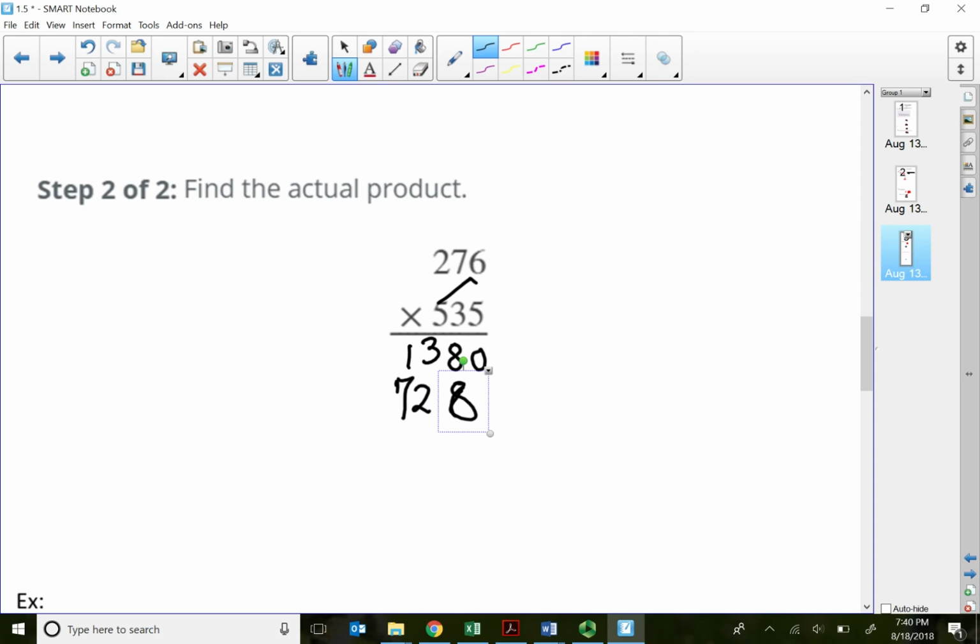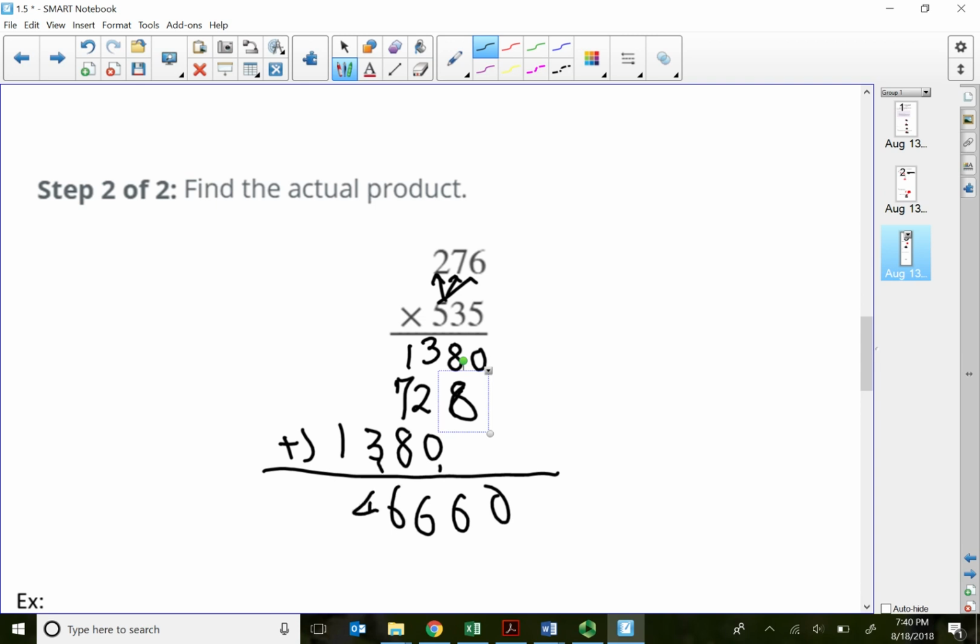5 times 6, 7, and 2. So 5 times 6 is 30. That will be on the hundreds place. Carry 3. 5 times 7 is 35 plus 3, 38. Carry 3 again. 5 times 2 is 10 plus 3 is 13. So we have to scoot over to the left here. If I add them up, 0, 8 plus 8 is 16, carry 1. 3 plus 2 plus 1 is 6. 7 plus 8 is 15 plus 1, 16. All right, that's 4 and that's 1. So the actual product is 146,660.